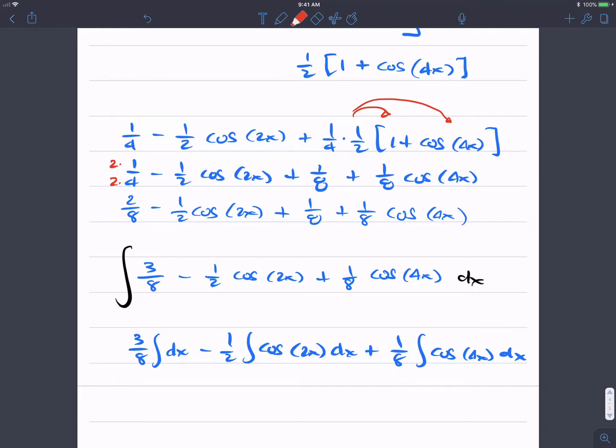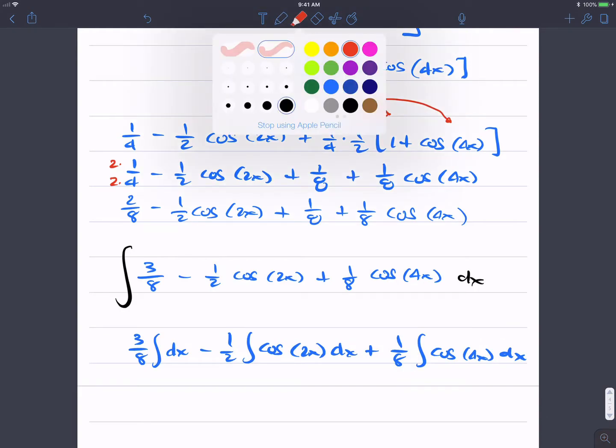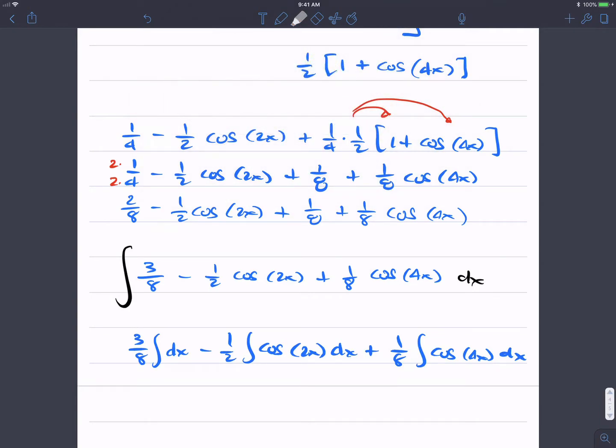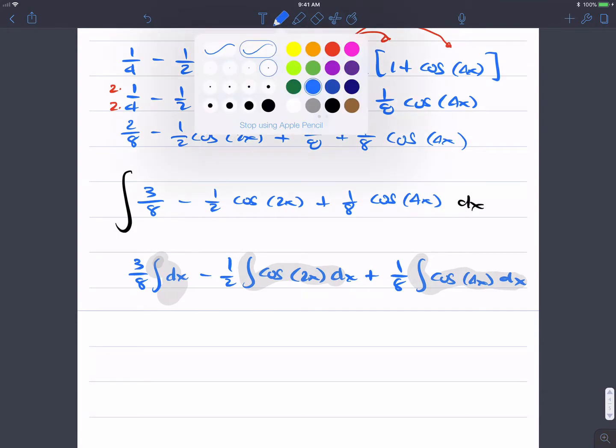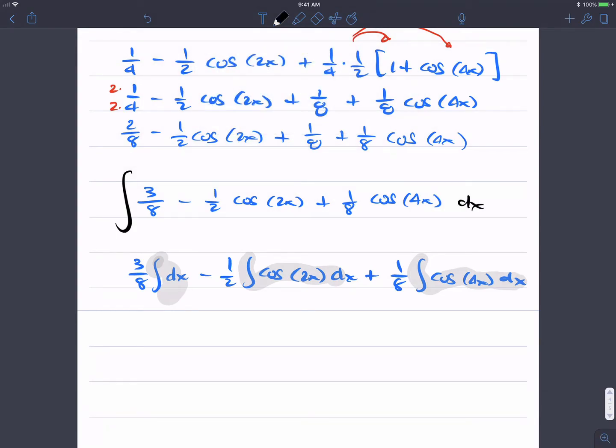So I want to point out to you, let's try to find a nice highlight color. Maybe we'll try these grays. This is an integral. This is another integral. Here's the third integral. We're going to integrate these three. Now notice here, the first one is somewhat easy. This I could replace with just x. That's the integral of dx.